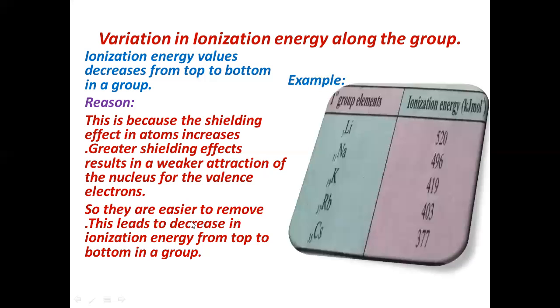For example, you can see the group number one elements: lithium, sodium, potassium, rubidium, and cesium. You can see the ionization energies: 520, 496, 419, 403, and then 377. So when we move from top to bottom along a group, ionization energy decreases, which is 377 in the case of the first group.